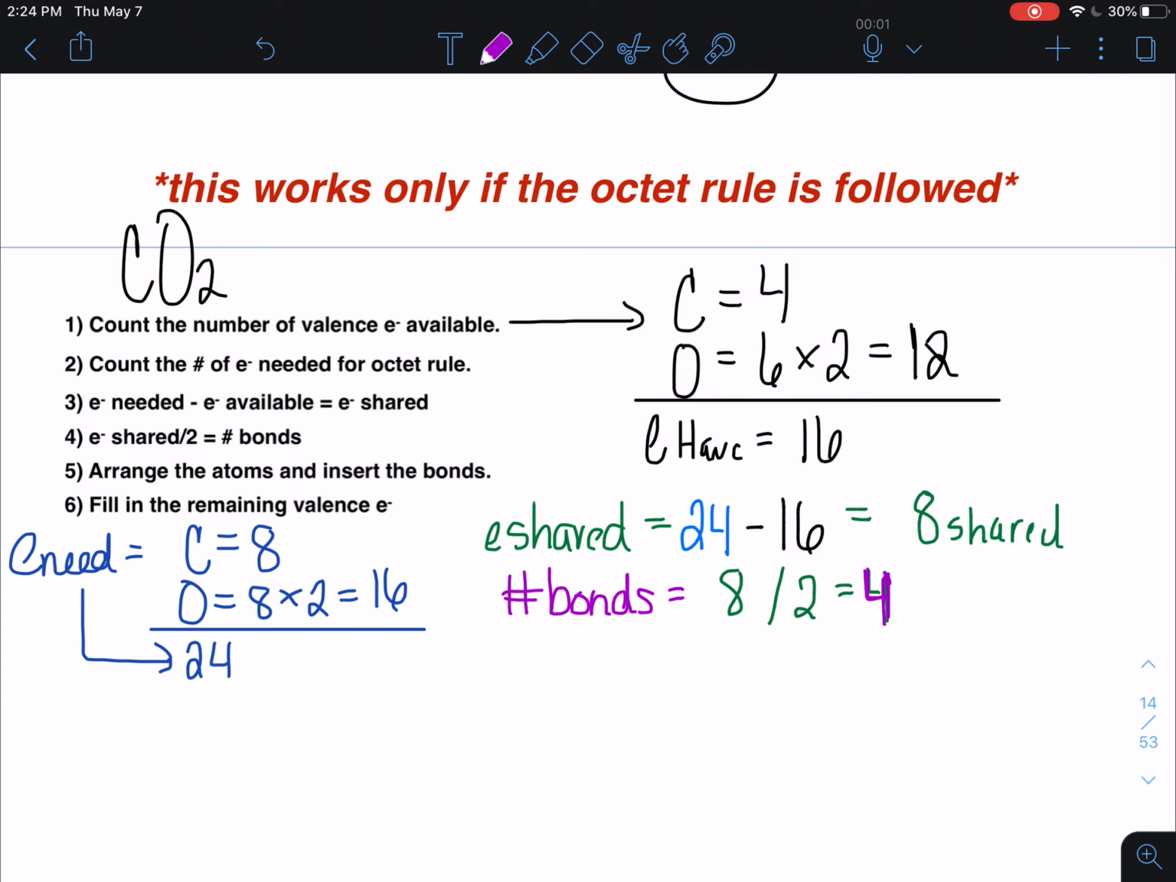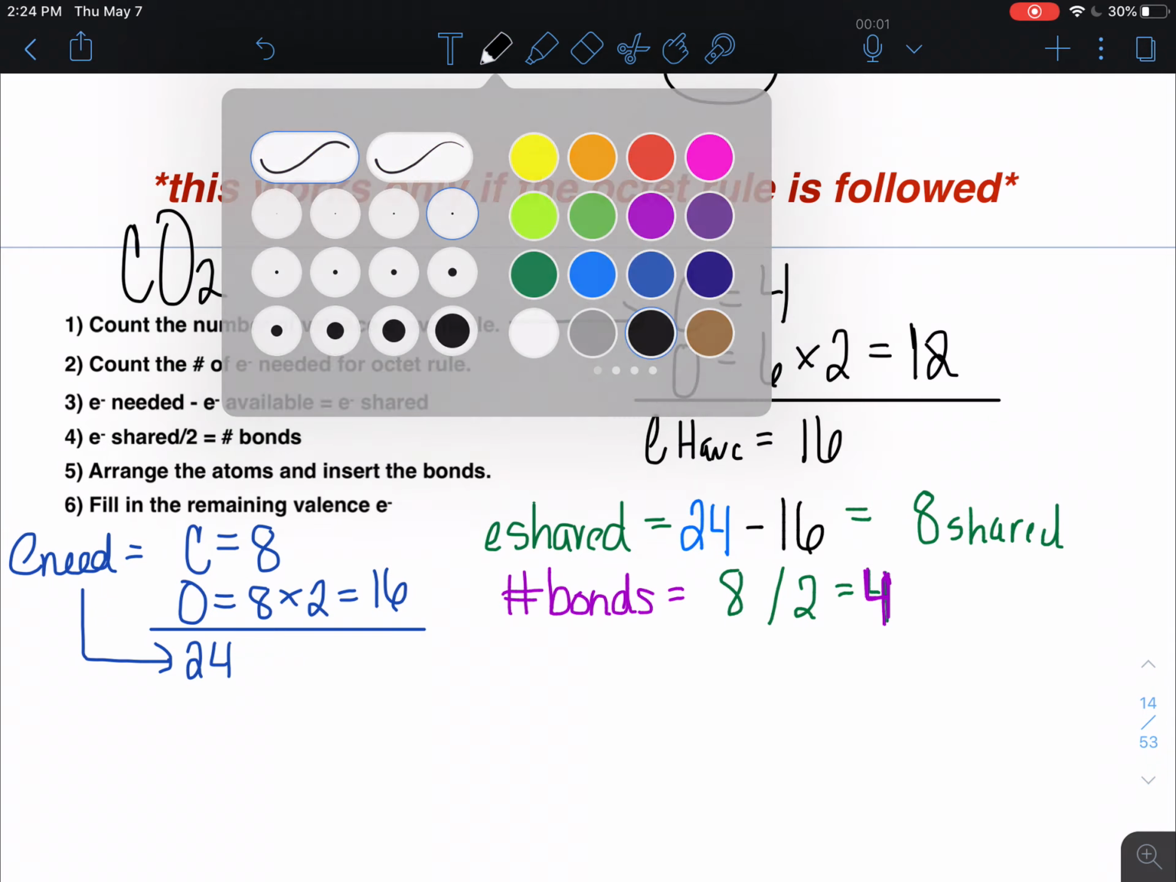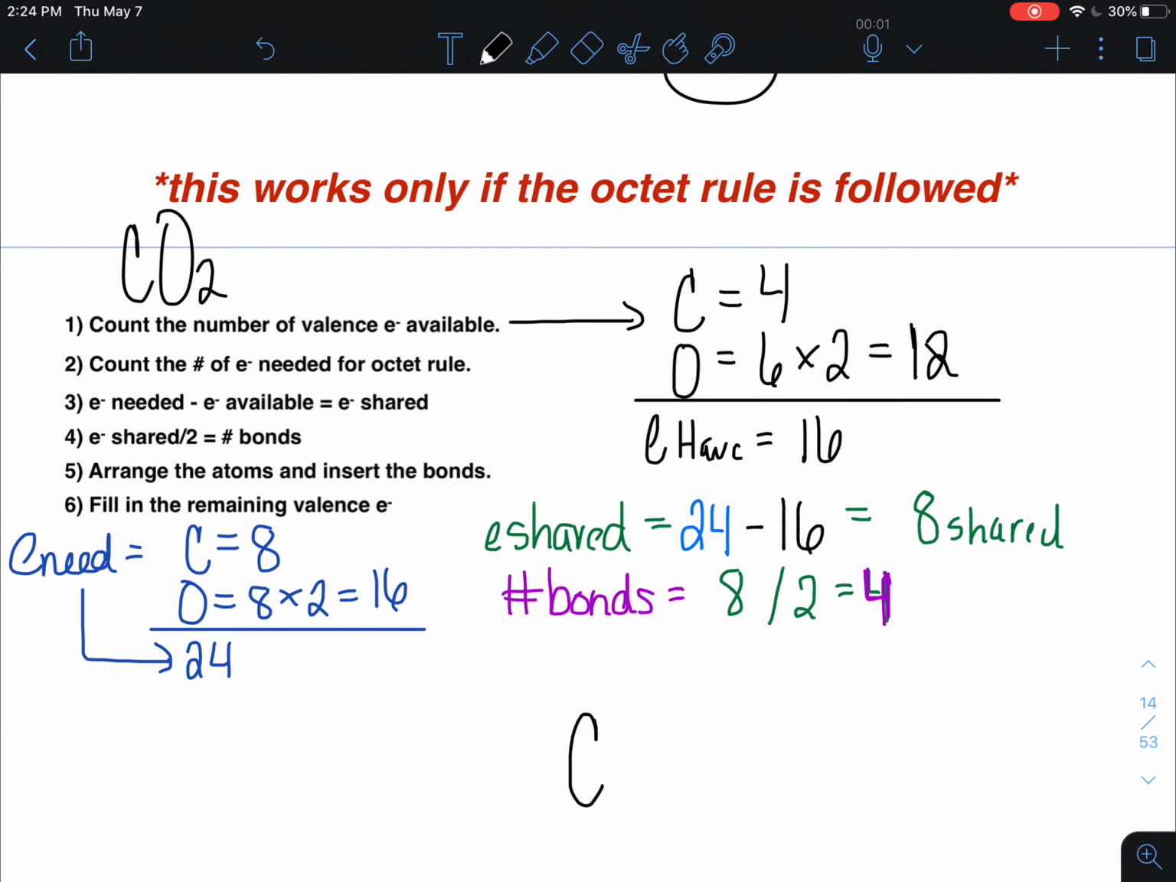So what we're going to have to go back and do is we are going to place our central atom, carbon, flank it with 2 oxygens, and we're going to put down 4 bonds. And I'll do it in purple just to... There you go, right there.